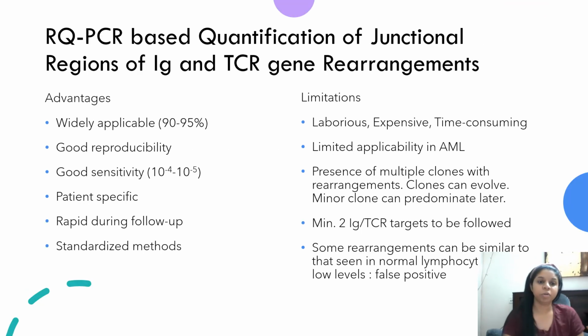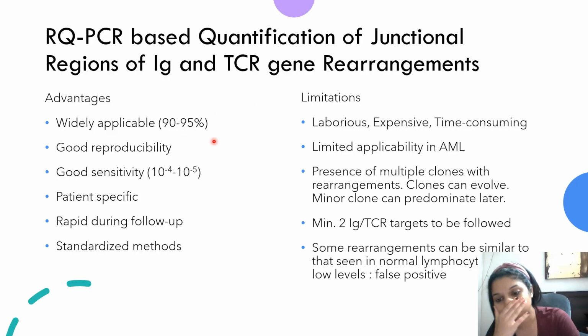So what are the advantages of this test? It is widely applicable in 90 to 95% of the cases of ALL, that is, showing B cell and T cell, etc. Because T cells can be detected by the T cell receptor gene and B cells can be detected by the Ig recombination VDJ. So this is applicable for ALL in 90 to 95% of cases. Limited applicability in AML.